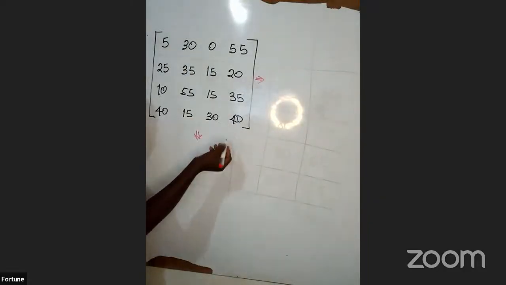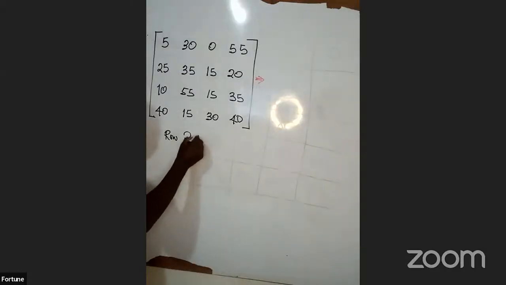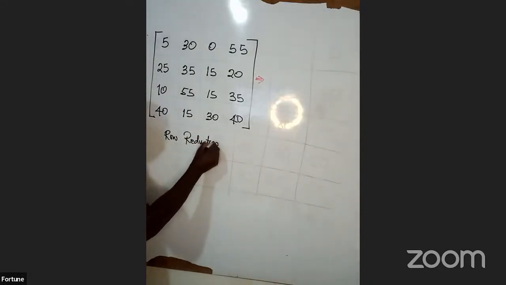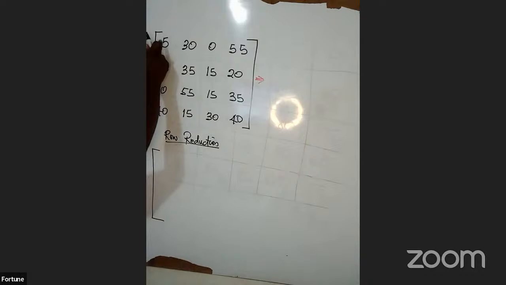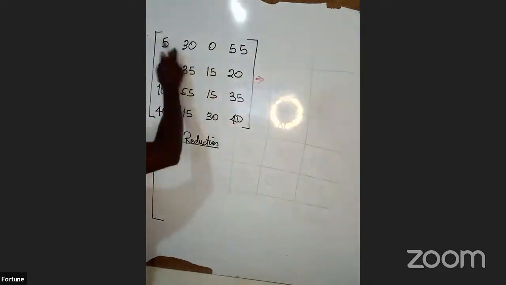We can do the row reduction, right? So you reduce the row. Row reduction. Now, this row, what is the least?